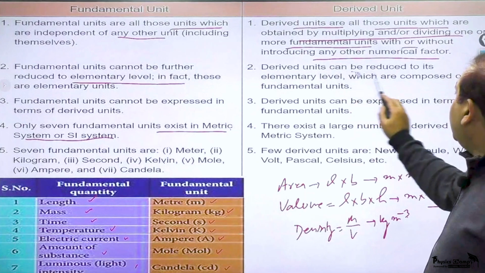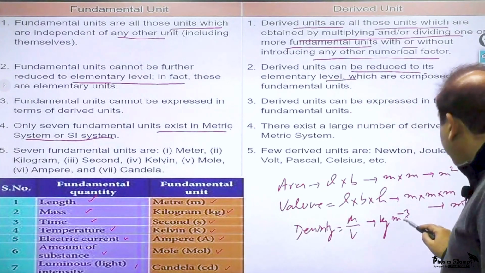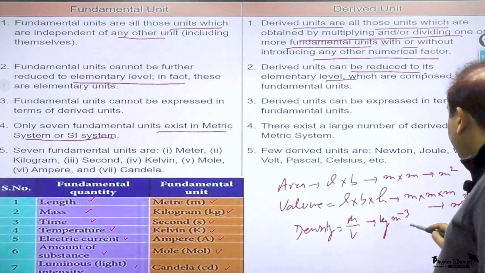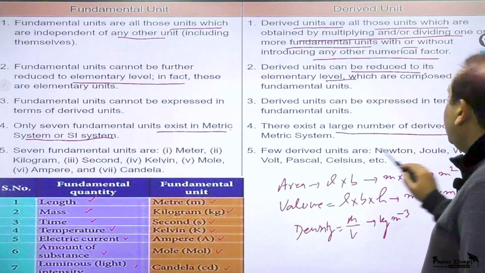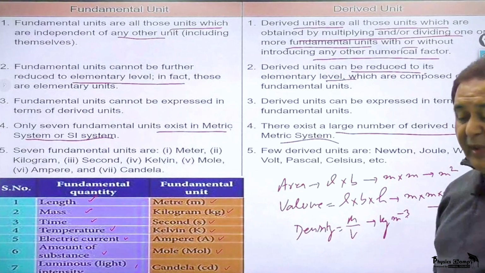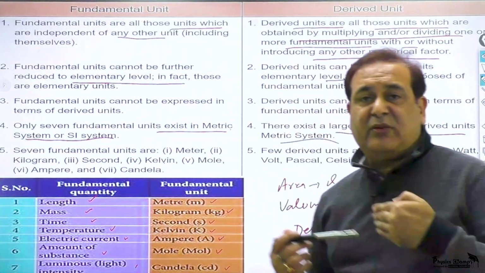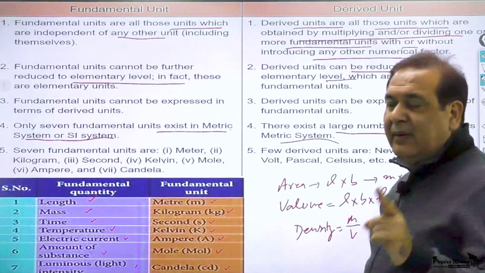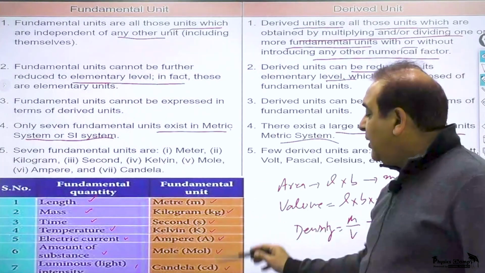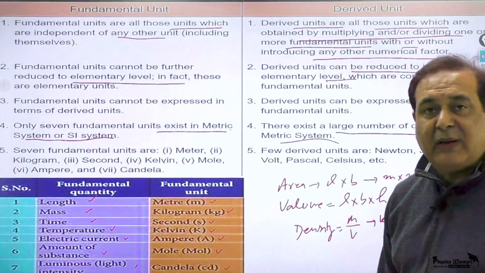Derived unit can be reduced to its elementary. You can further break it. You can write kilogram per meter cube, kilogram divided by meter into meter into meter. There exist a large number of derived units. As I said, as we move ahead in different parts of physics, we will come across numerous derived units. But remember, all those numerous units will be produced using these 7 fundamental units only.